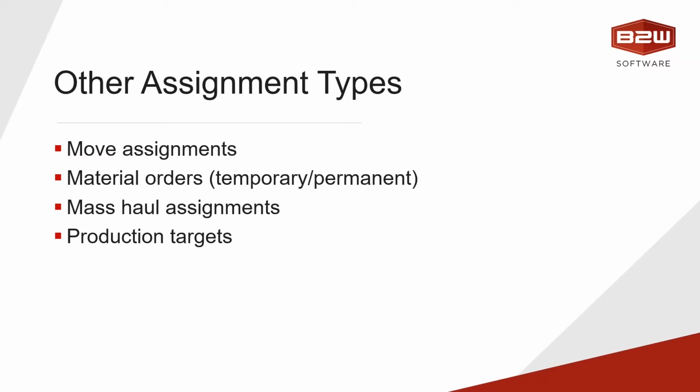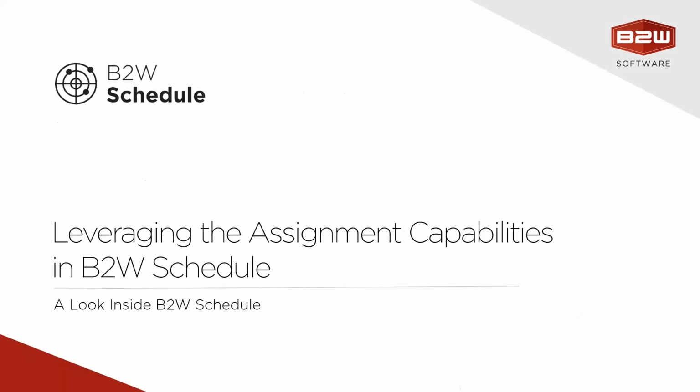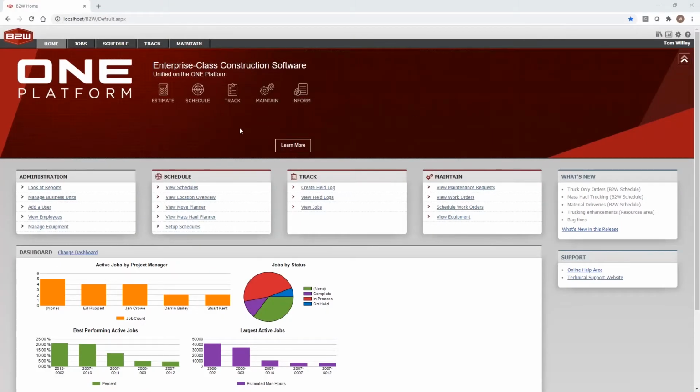And then last but not least, we can also do production target assignments. And those are essentially putting a quantity target against a crew for a specific cost code. So helping in terms of setting some productivity expectations. So all things that Schedule does, but we won't have time to go into too much detail on today. Now that we've looked at the two elements and what assignments we're going to go into, I'm going to leave the world of PowerPoint here, and we'll go into the software itself.